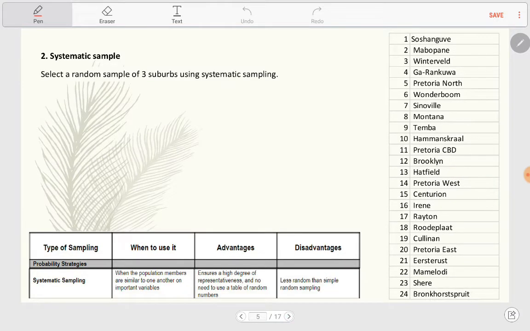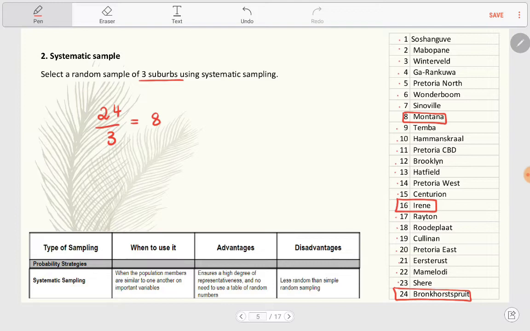Now, with systematic sampling, you follow a system. Here I want to take 3 suburbs, but I have 24. So you take the 24 and divide by 3, and that will give you 8. So you want to take the 8th one. You'll start counting 1, 2, 3, 4, 5, 6, 7. We take 8. And then 1, 2, 3, 4, 5, 6, 7, 8. You see? 1, 2, 3, 4, 5, 6, 7, 8. So our sample now consists of Montana, Irene, and Bronkhorstspruit.